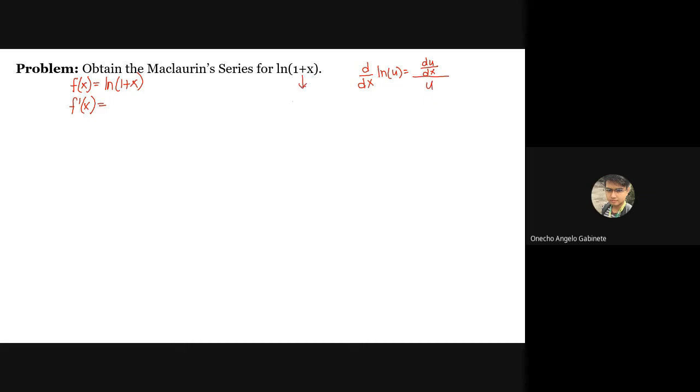So, para po dito, ang ating u ay 1 plus x. Ano yung du natin? Du natin is 1. So, 1 times dx. So, lagay ko yung dx sa left side. Du over dx equals 1. So, ang derivative ng ln 1 plus x natin is du over dx, which is 1, over ang u natin ay 1 plus x. So, yun yung ating first derivative ng function. 1 over 1 plus x. Or, pwede ko pong itaas yun sa denominator, 1 plus x raised to negative 1.